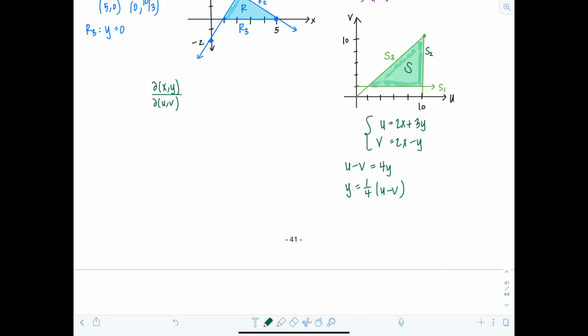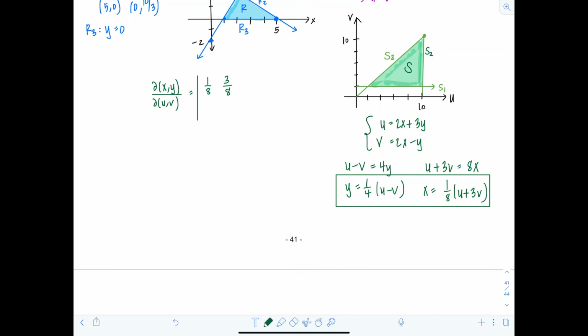Now I want to solve x in terms of u and v. So how would I get rid of y? Well, I could take u plus 3v. Okay, u plus 3 times v, y is going to cancel out, and I'm going to be left with 8x. That means x is equal to 1/8 times (u plus 3v). All right, so we're going to use these now so we can get our Jacobian. All right, so partial of x with respect to u, that's going to be 1/8. And then partial of x with respect to v is going to be 3/8. And then repeat for y, you're going to get 1/4 and negative 1/4.